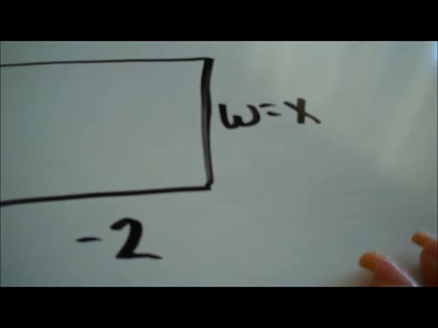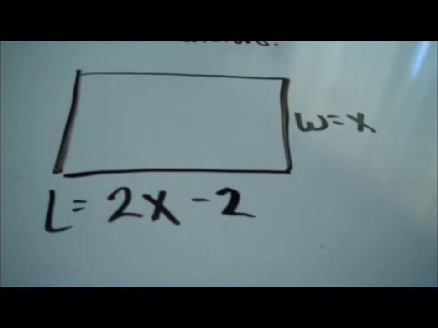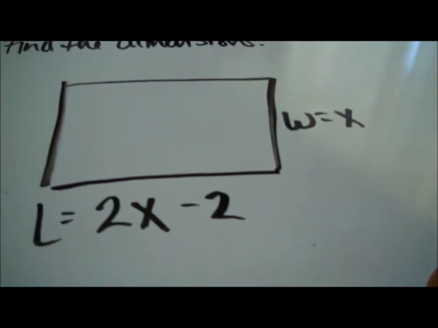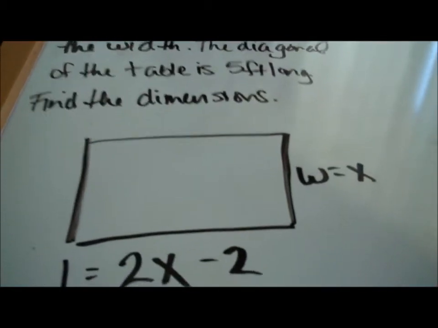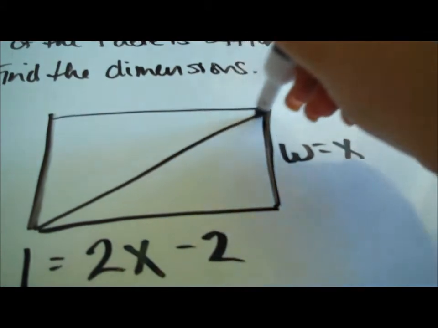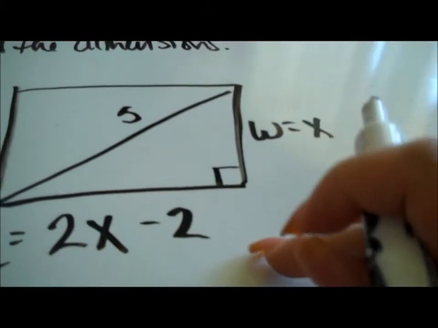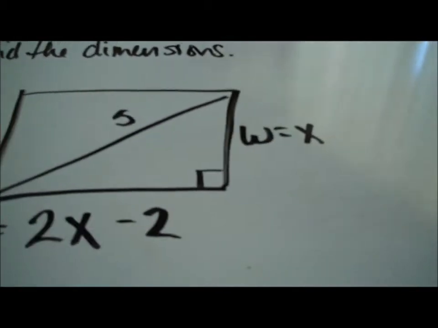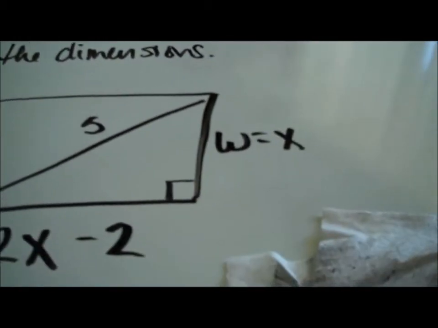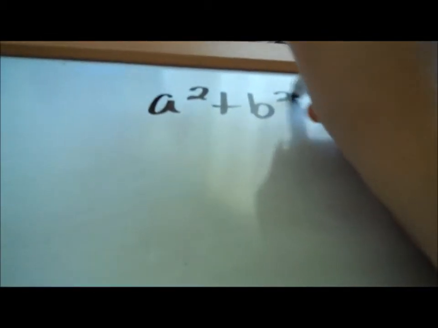So that means that we don't know what our width is. Let's just let the width be x. So that means the length is 2x minus 2. But it goes on to say that the diagonal of the table is 5 feet long. Okay, we have a right triangle right here, so we have to use the Pythagorean theorem. So a squared plus b squared equals c squared.